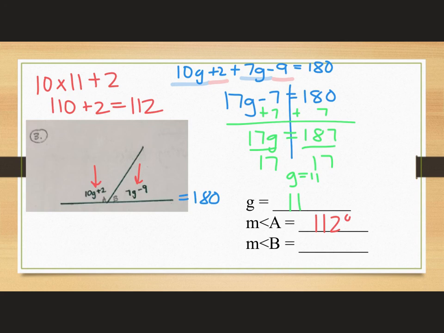All right, and then the same thing for our second angle B. We are going to plug in 11. So we're going to do 7 times 11 minus 9. 7 times 11 is 77. Minus 9 is going to give us a final answer of 68. So we get 68 degrees for angle B. So if we check 112 and 68, it does give us 180 degrees, so we are done.